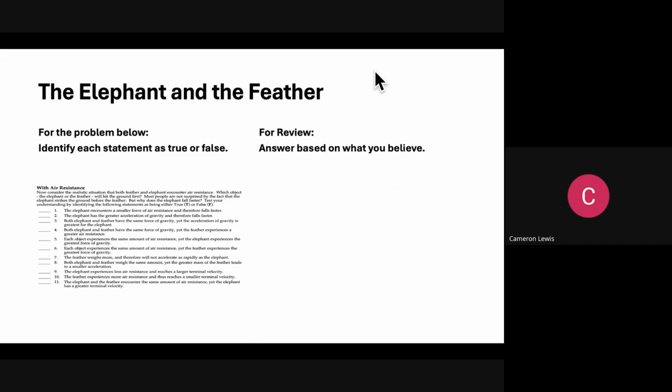Wait, that's the next one. Okay, let's go to the next one then. Both the elephant and feather have the same force of gravity, yet the acceleration of gravity is greatest for the elephant. Go to the next one. Both the elephant and feather have the same force of gravity, yet the feather experiences a greater air resistance.